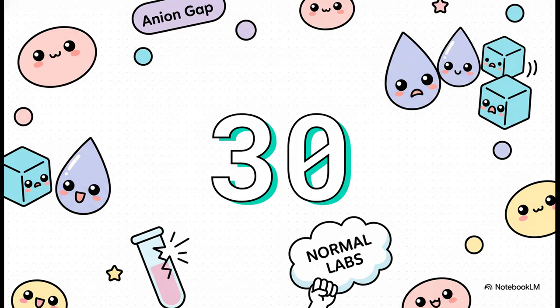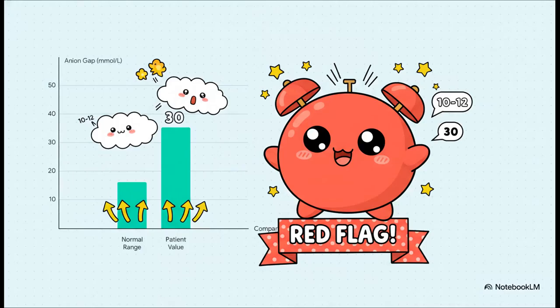But just how high is 30, really? Let's put it in perspective. Okay, so a normal anion gap is usually somewhere around 10, maybe 12. Our patient's is 30. That is not just a little high, it's nearly 3 times what it should be. This is a massive flashing red light, telling us something is seriously wrong under the surface.